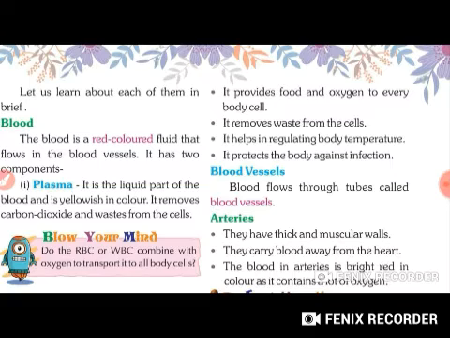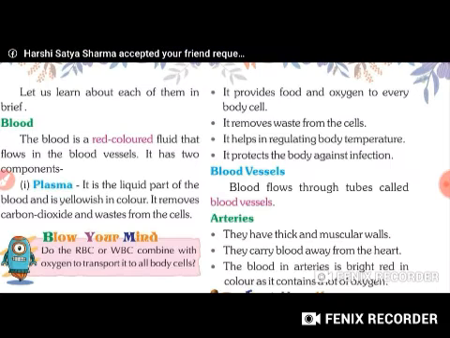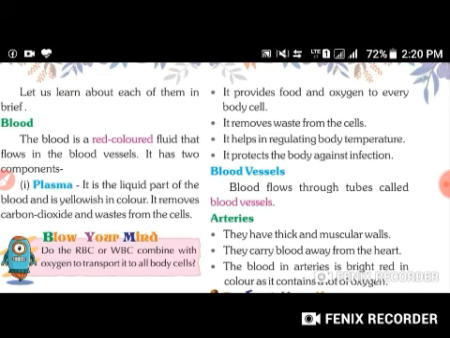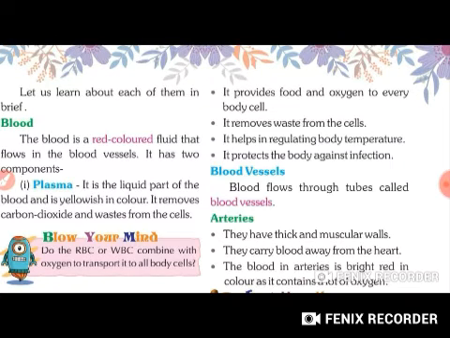Third point, it helps in regulating body temperature. It means blood helps us regulate our body temperature. Next point, it protects the body against infections. Now next point, blood vessels. Blood flows through tubes called blood vessels.